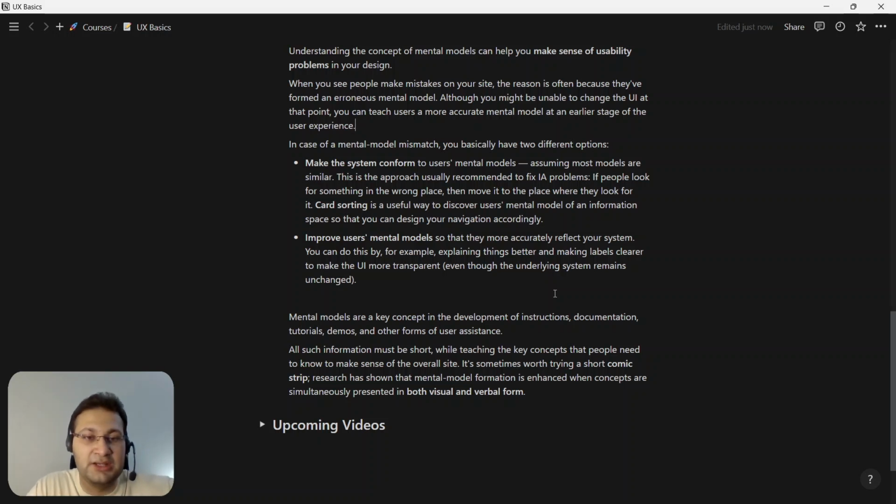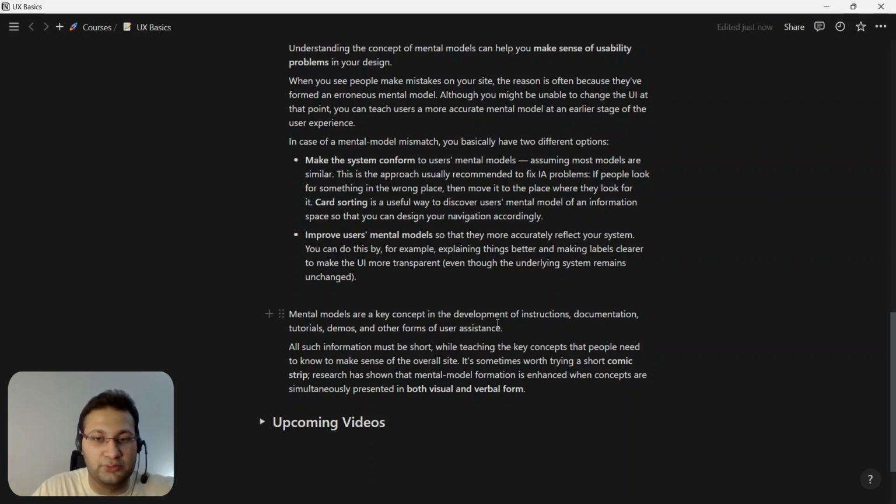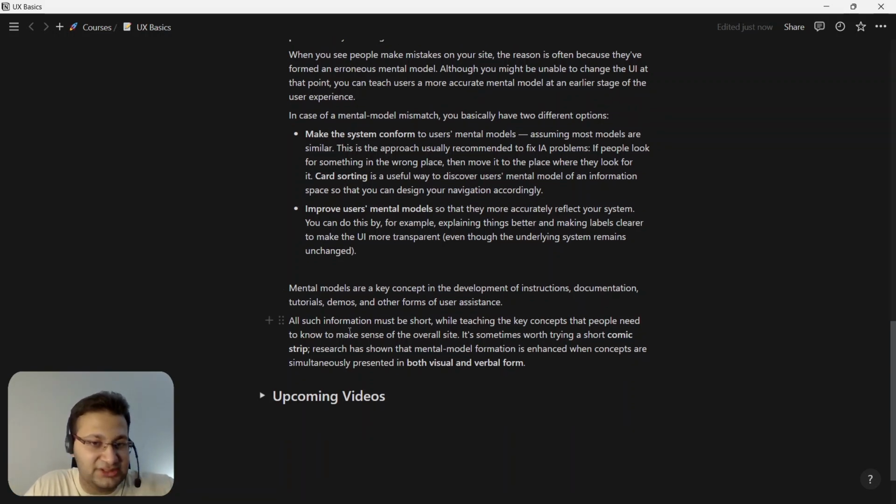Mental models are a key concept in development of instructions, documentation, tutorials, demos, and other forms of user assistance, because again, you're not assisting the user physically, you are assisting the user to form a stronger mental model of your product. So all such information must be short while teaching the key concepts that people need to know to make sense of the overall site. It's sometimes worth trying a short comic strip.